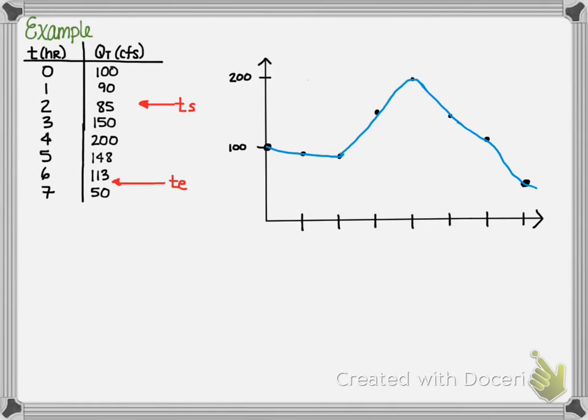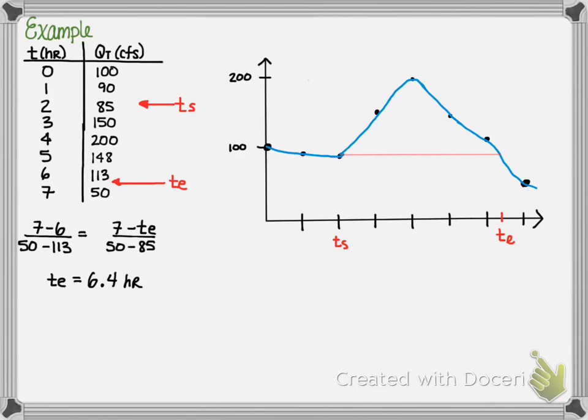Now we're going to construct the equations. So the start time occurs at 2 hours. The end time will occur somewhere between 6 and 7 hours. In order to determine when that end time occurs, we will have to interpolate, as shown. The time at which the constant discharge line intersects the hydrograph is at 6.4 hours.